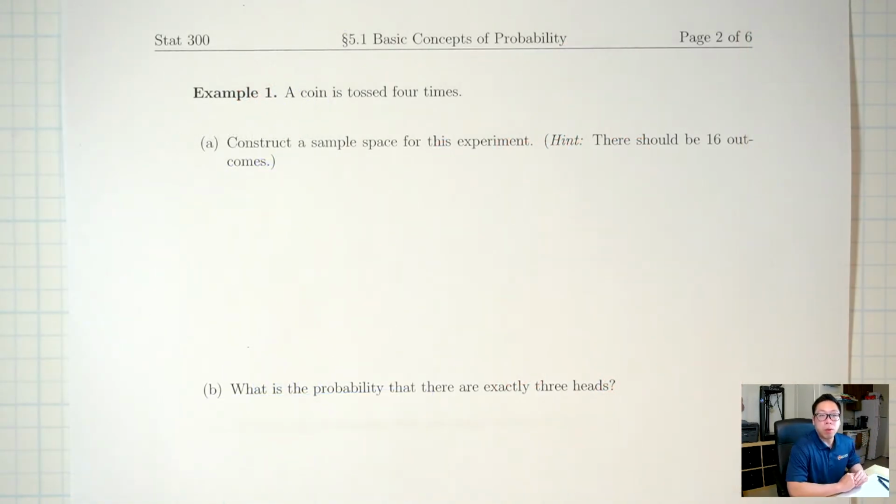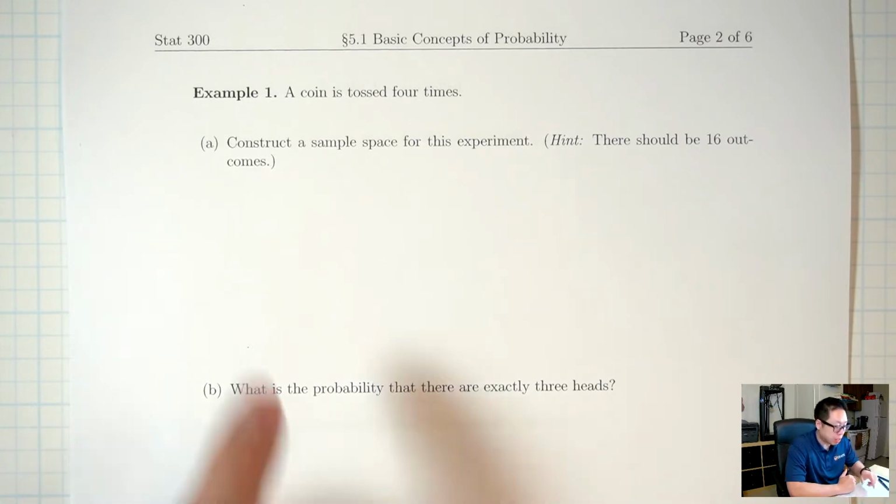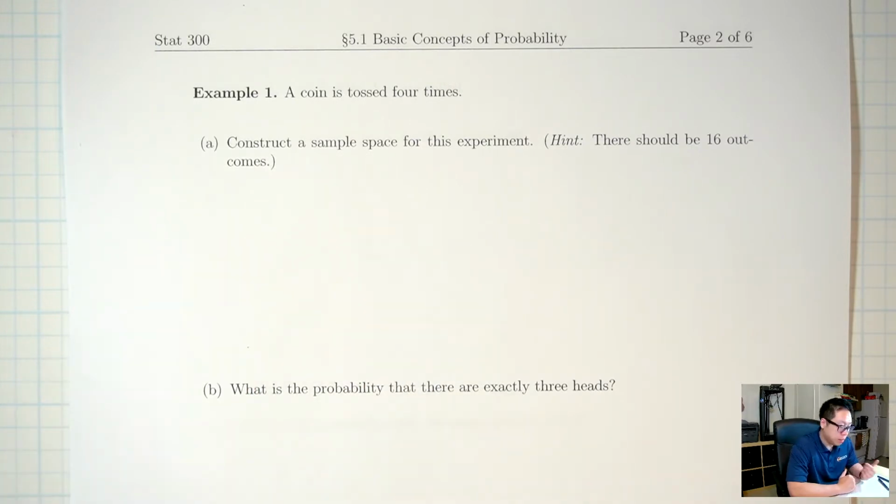Example 1, a coin is tossed 4 times. So when I toss a coin 4 times, I don't know what's going to happen, right? But I can list out everything that could happen. And that's what we're going to do in part A. So part A says construct a sample space for this experiment. So just list out everything that could happen.